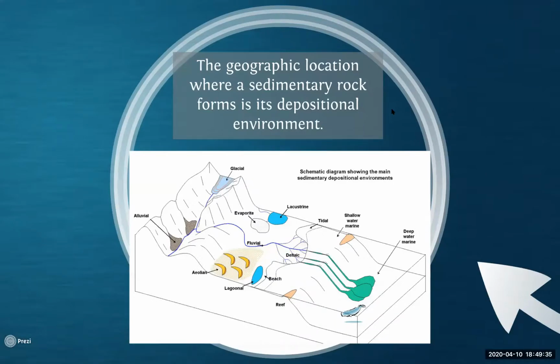The illustration shows common depositional environments, from terrestrial environments on land, on the left side of the illustration. Then over to the right, we see marine depositional environments. In all cases, sedimentary rocks form on the Earth's surface, sometimes on land, sometimes in the ocean.